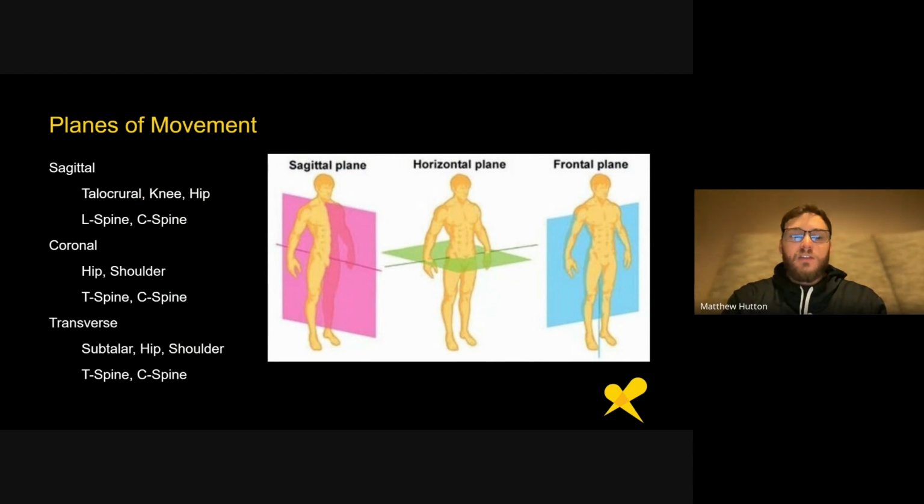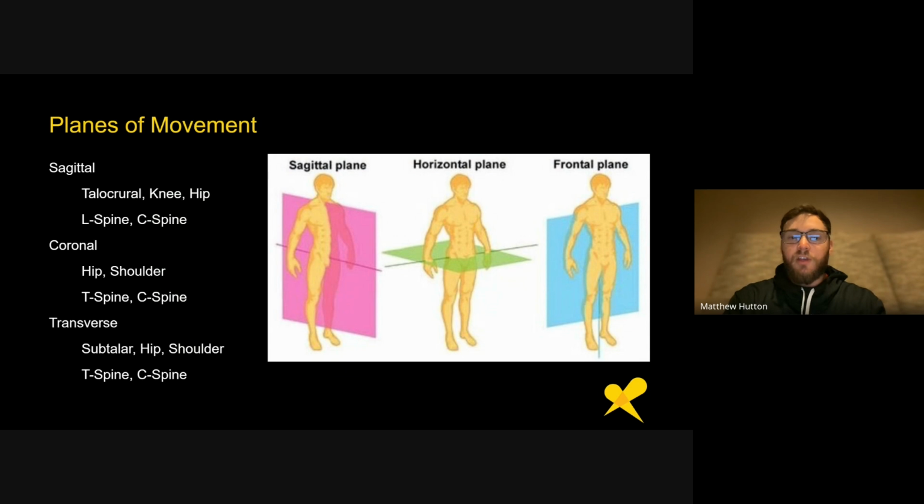The planes of movement is probably the most underutilized aspect, at least in athletic trainers. I'm not sure how much they discuss this in the PT community, but a lot of ATs only care about the sagittal plane. Do they have sufficient knees over toes? Do they have sufficient ankle dorsiflexion? Do they have sufficient torso angle in a deeper squat?